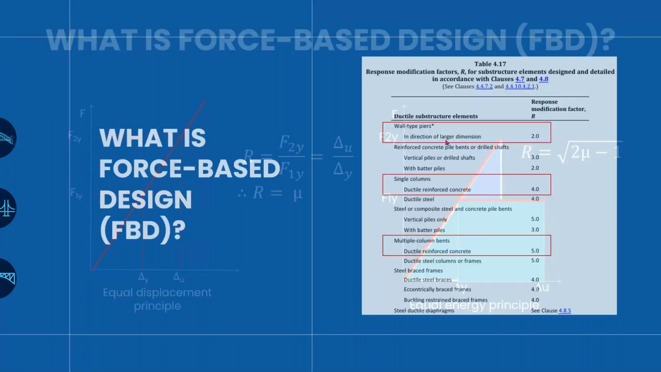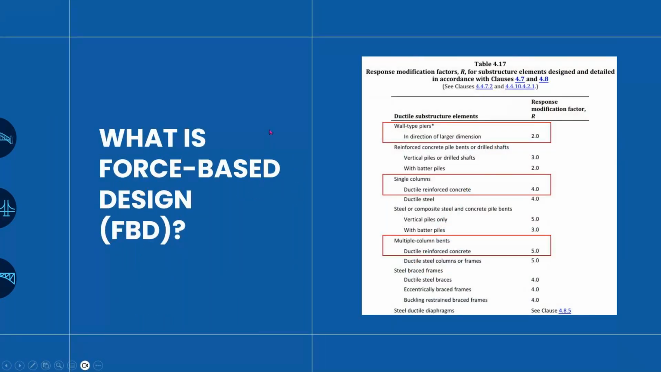So based on this, scientists or researchers have already come up with certain R values for different types of structures. For a single column pier bridge, we say that the response reduction or modification factor will be 4. While if there is a multiple column bent structure, the response modification factor would be 5.